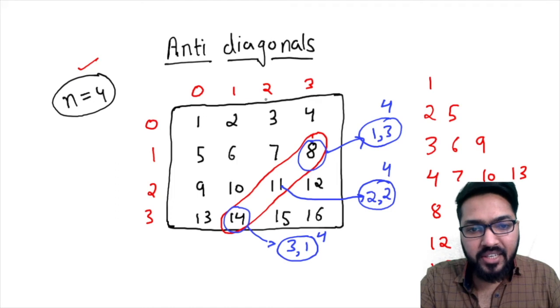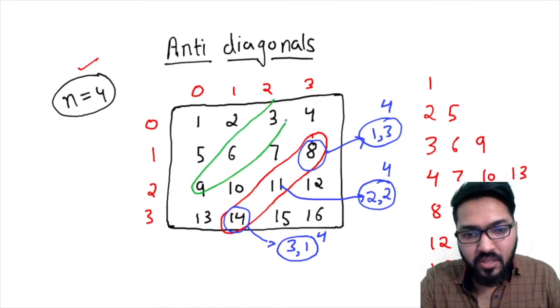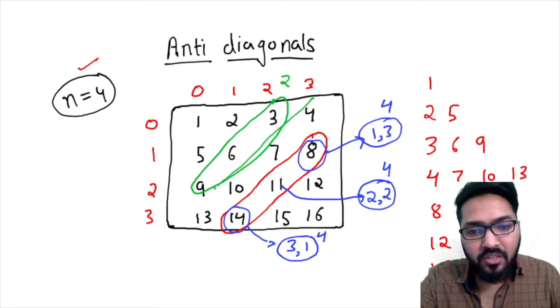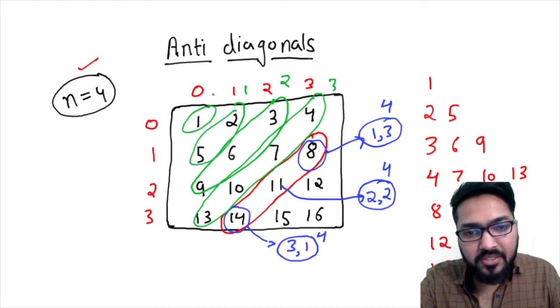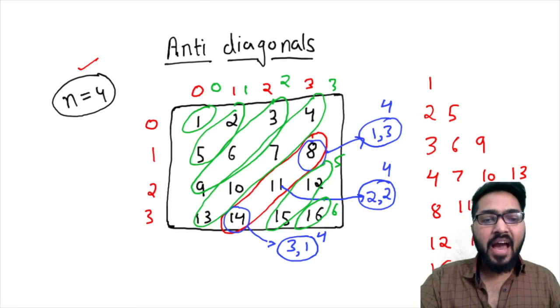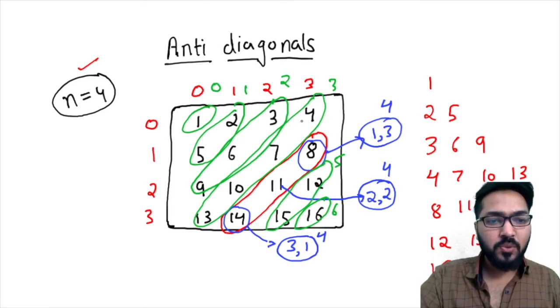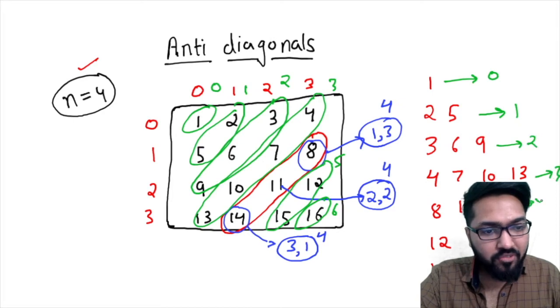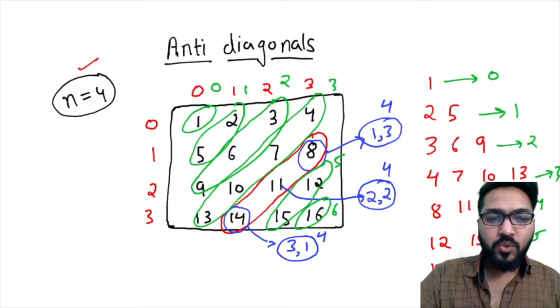Similarly, if you take any other anti-diagonal, let's take this one, the sum of row and column for all these three is going to be 2. For this one, it is going to be 3. For this one, it is going to be 1. For this one, it is 0. For this one, it is going to be 5. And for this one, it is 6. So basically, they have different sums of row and column values. The first row, all are 0, all are 1, all are 2, all are 3, all are 4, all are 5, and this is 6.